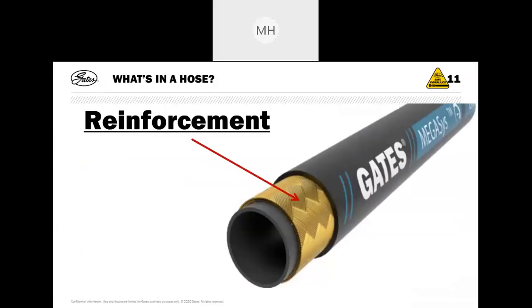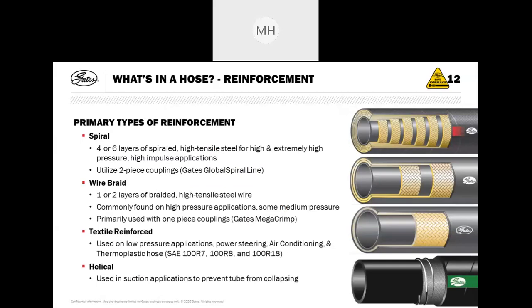So let's have a talk about reinforcement. Primarily, these are the types of reinforcement you'll see in hydraulic hoses. So you have a spiral. Now the spiral hose consists of 4 or 6 layers of spiral wire. So it's high tensile steel, extremely high pressure for high impulse applications. These in the Gates world utilise the global spiral series of couplings, which generally speaking are a 2-piece.